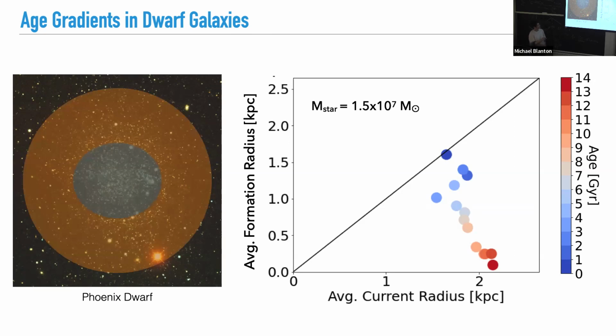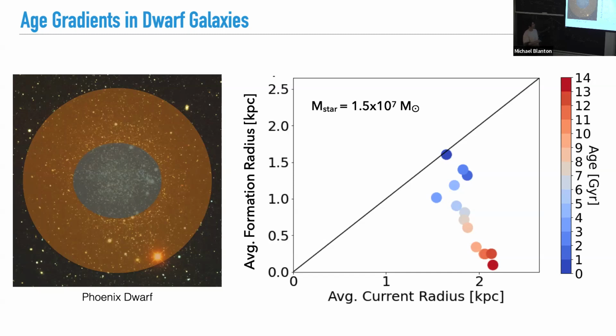Here is a simulated dwarf. It's about the mass of WLM, stellar mass of about 10 to the 7. My grad student Claire Riggs has binned all the stars in this galaxy according to their formation time. This is the age. So older stars are about 14 billion years old, and the most recent stars are less than a billion years old.